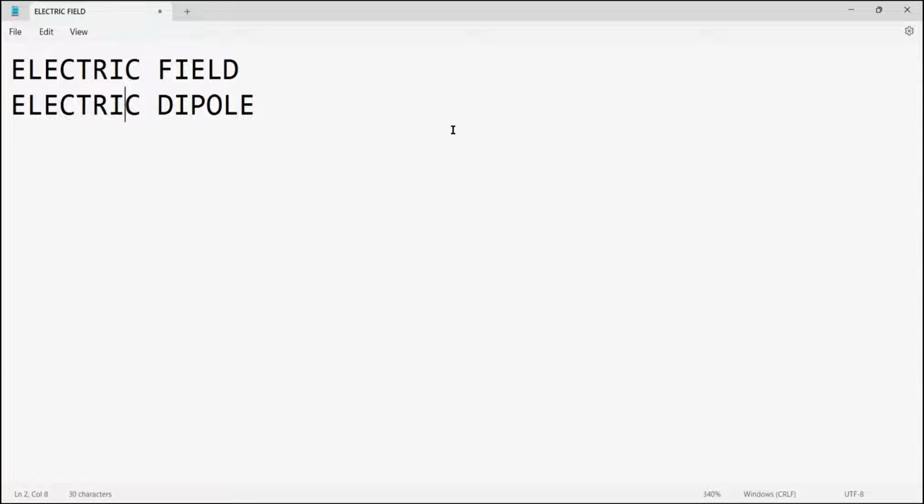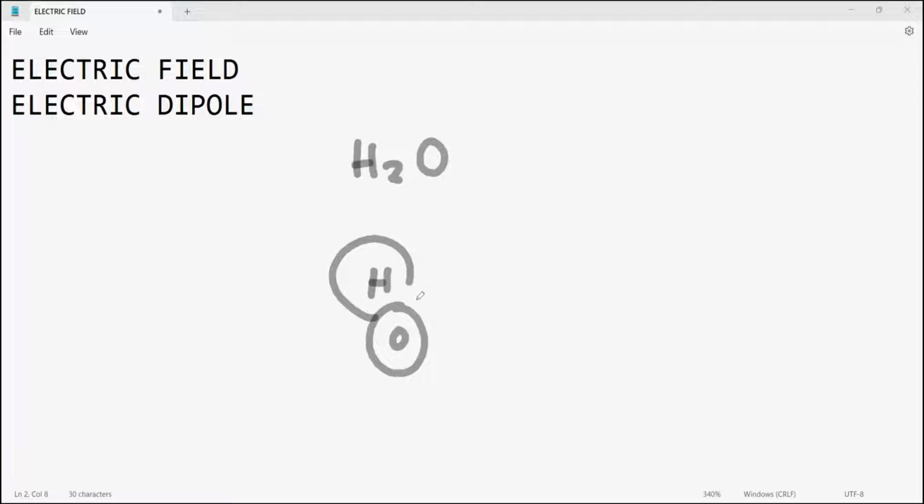Next, let's talk about electric dipole. From the word itself, dipole, di means two and pole means polarity. What does that mean? Let's have an example. Here's my H2O, my O being really electronegative compared to my H. Might as well redraw this: H and then H. Now, if I look at this, they've got different polarities. The H must be partially positive, and the O should be partially negative.